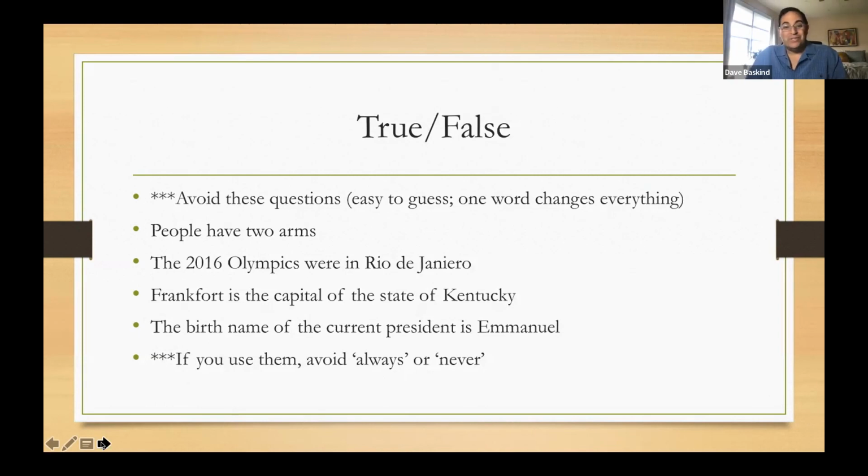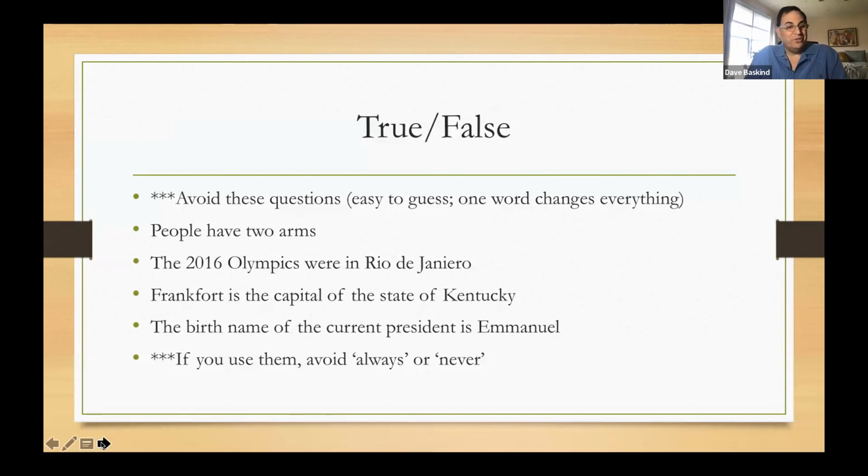So let's say we ask students, true-false, people have 2 arms. Well, in general, that is true. Most people do, but not everyone does. And students might have a problem with you saying, well, that's a true item because, yeah, typically people do have 2 arms. True, but not everyone does. So in that sense, false is probably the better answer.